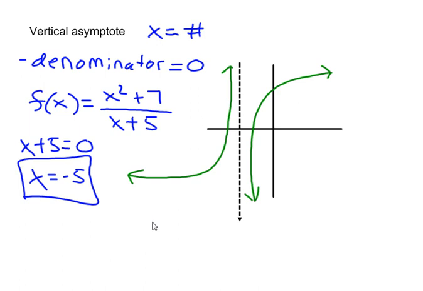The last one that we are going to talk about is a vertical asymptote. Vertical asymptotes are very easy to find. They are where the denominator is going to equal 0. In this case, x plus 5 equals 0, x equals negative 5 is going to be our vertical asymptote. X equals a number is the way we can describe a vertical line. And as you can see, this graph approaches negative 5 from the right. From the left it goes up, from the right it goes down.